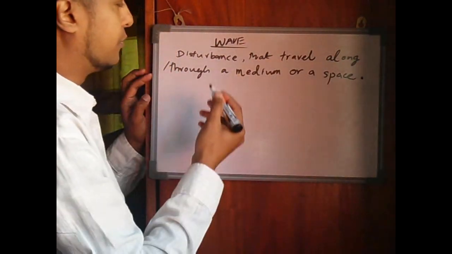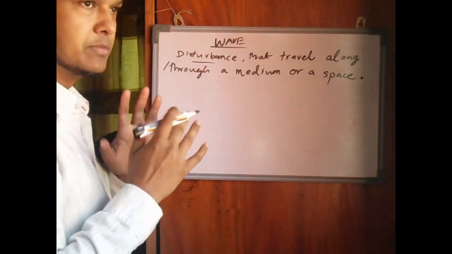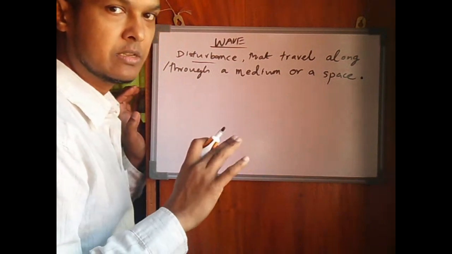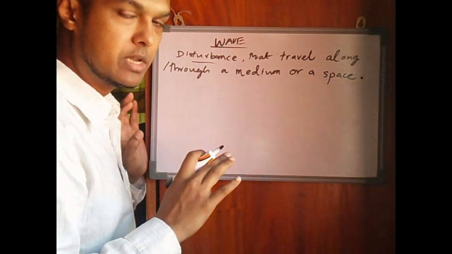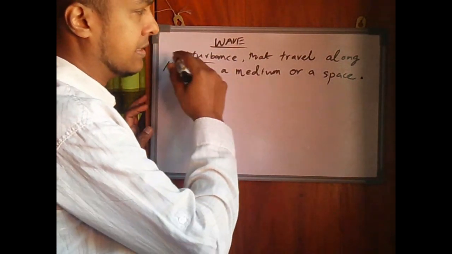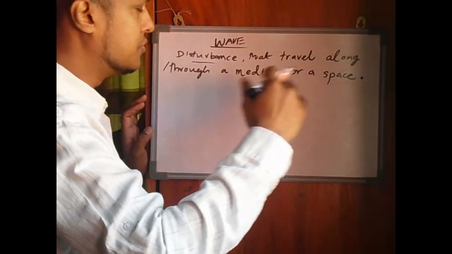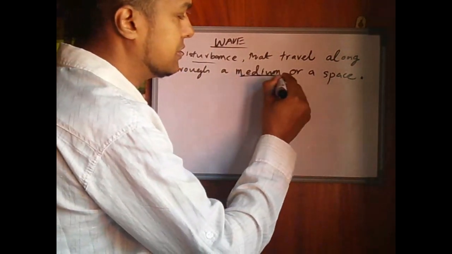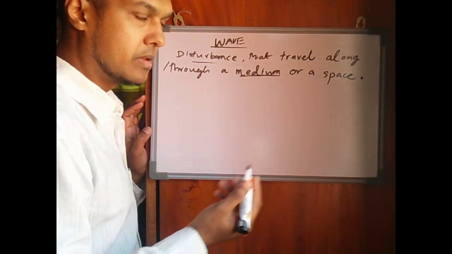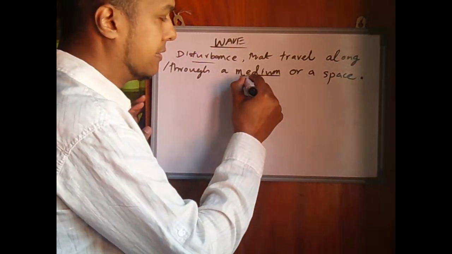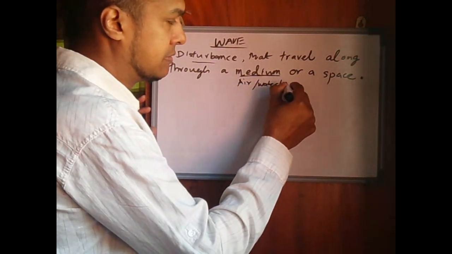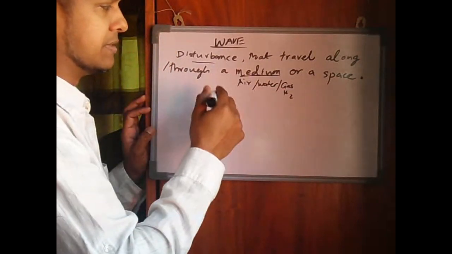So now we need to find out what is a disturbance. A disturbance is some sort of a fluctuation, like in the atmosphere. You have some days that have fluctuations in that atmosphere. So when there is a fluctuation, it travels through a medium. A medium is usually like air or water or even a gas like hydrogen. So that's a medium.